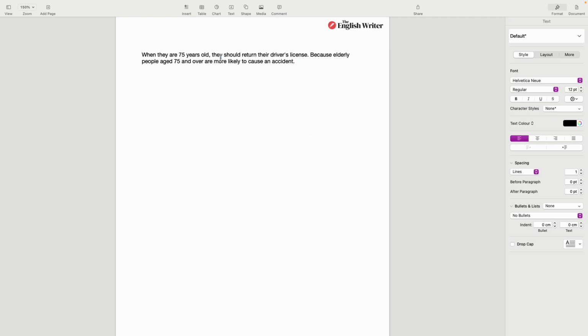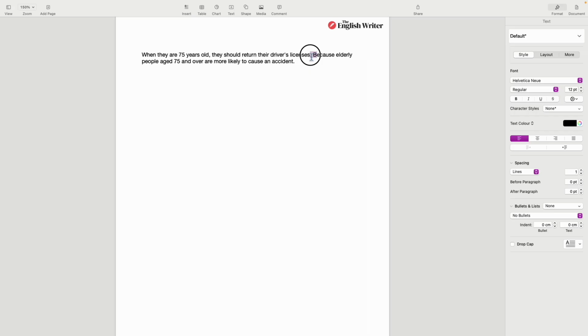There's a problem there. They is a plural pronoun. Their is a plural pronoun possessive. Driver's is singular, but that's not the issue because that's describing the license. The license is singular. That's a problem. We need those to be plural to connect with the they and the their. So, when they are 75 years old, they should return their driver's licenses.